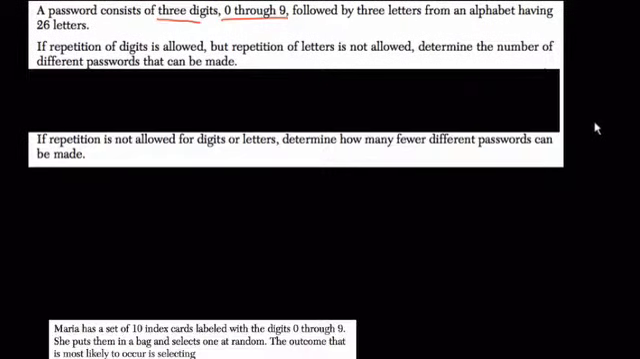All right. Okay, so in this problem, we're allowed to use 3 digits, 0 through 9, followed by 3 letters from an alphabet having 26 letters. If repetitions of digits is allowed, but repetitions of letters is not allowed, determine the number of passwords to be made.